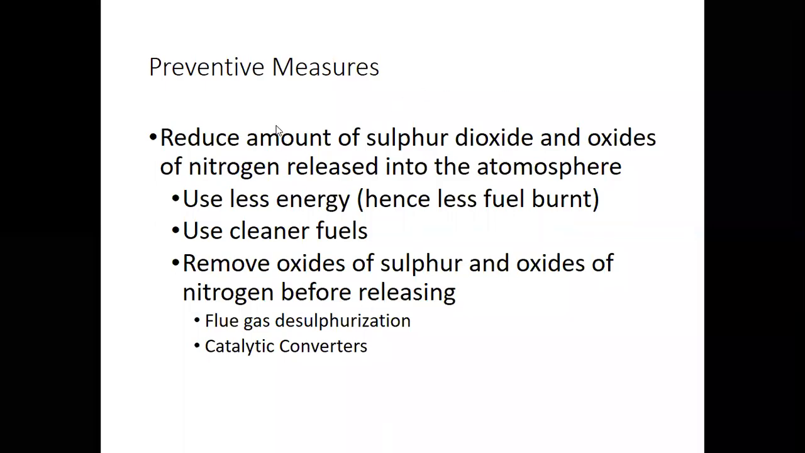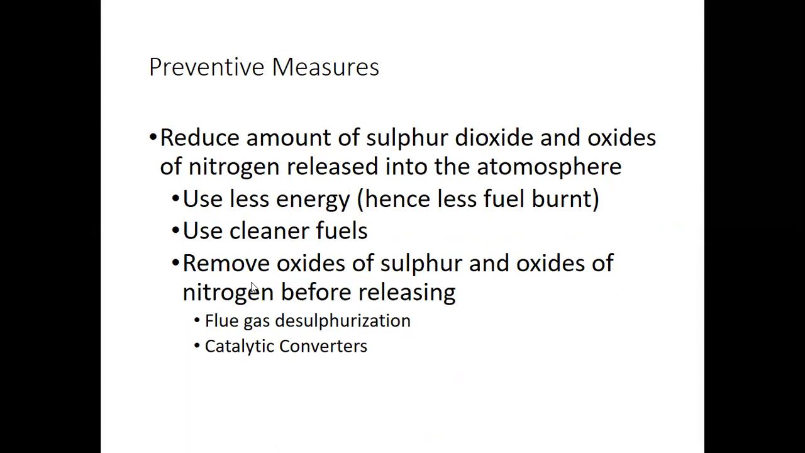Preventive measures of acid deposition. Okay, to reduce the acid deposition, we can reduce the release of SOxes or NOxes into the atmosphere. So as a preventive measure, we can reduce the amount of sulfur dioxide and oxides of nitrogen released to the atmosphere. So to reduce the emission, these are the options available.